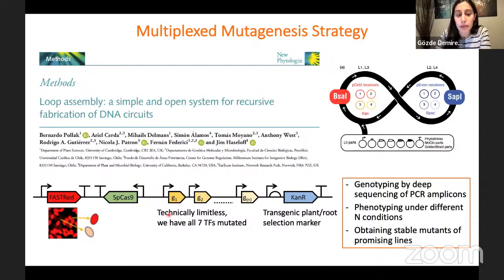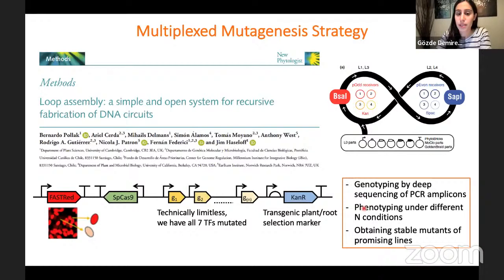What we are doing currently with all these lines, because we have so many lines, is genotyping them by deep sequencing of PCR amplicons using a facility at Harvard Medical School. They give us the types of edits and the percentage of edits in all the cells we have, for all the lines we have. We are phenotyping these mutants under different nitrogen conditions, and we have already identified some promising lines where the knockouts gave us a higher nitrogen use efficiency and nitrate responsiveness.